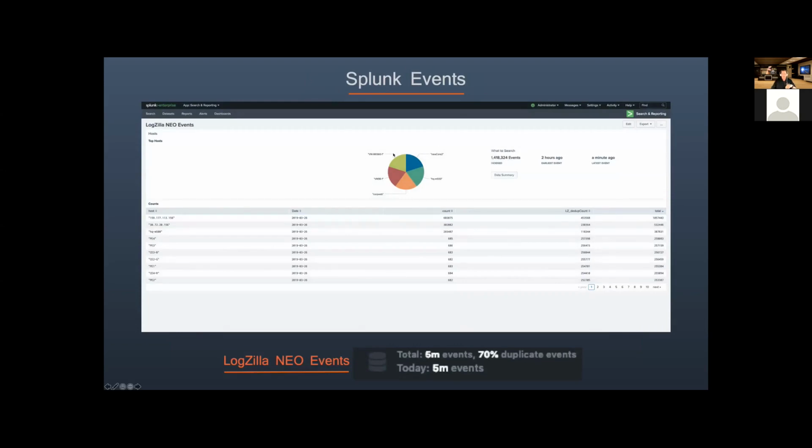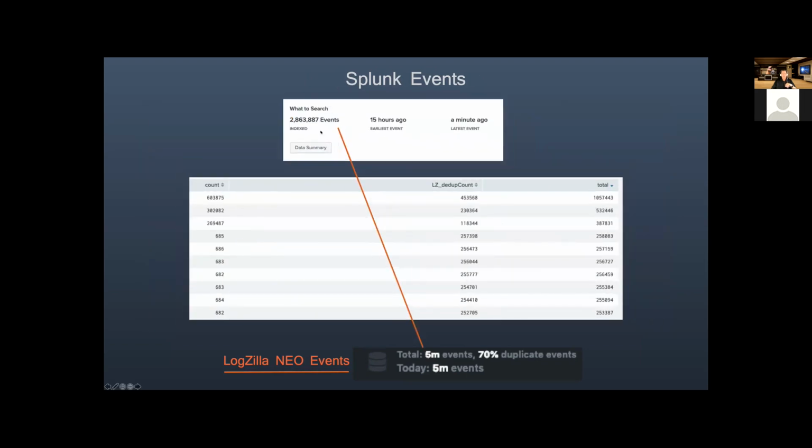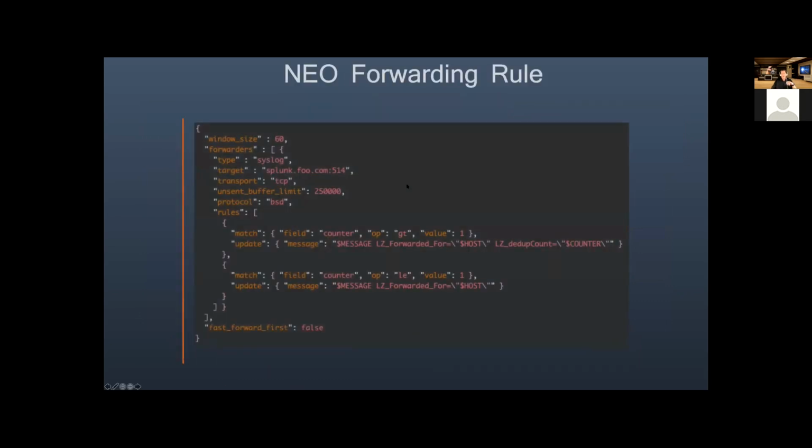You're getting the same data. You'll get the same counts for these things, but you have 70% fewer events in there, right? So now look at our license usage and our disk usage. Everything has gone down on the Splunk side, but we lost nothing in the process. On our side for forwarding, it's a simple JSON, or YAML if you prefer YAML, forwarding rule that just says, here's the server, here's where to forward it to, and we're going to dedupe at 60-second intervals, right?